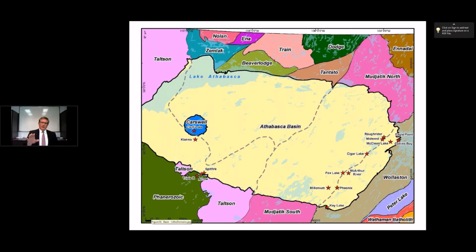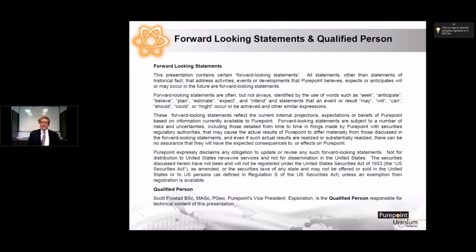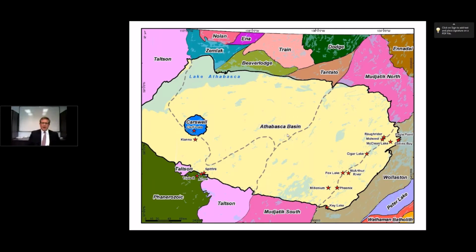In this particular map you're looking at now, what we're talking about and looking at are the various lithostructural domains. On the right-hand side, you see in purple the Mudjatik domain in the north and the south that runs through the basin, and then just right of that you see the Wollaston domain. And by and large, where we see all of the deposits that historically have been found in the basin, they tend to have been found in that transition zone between those two domains.